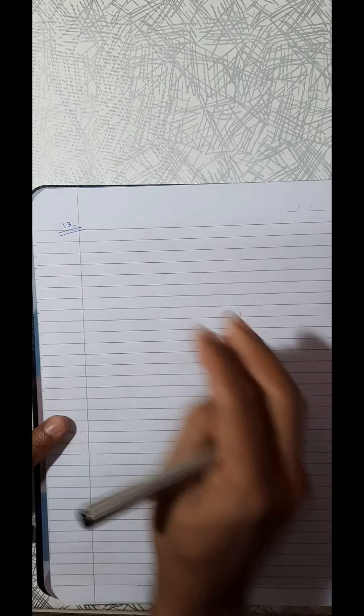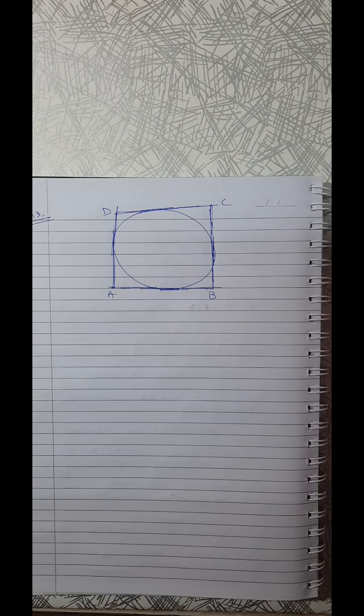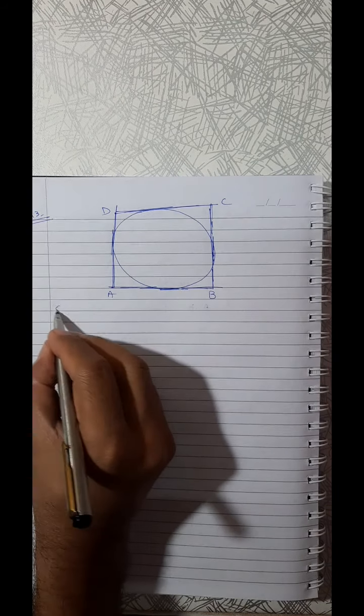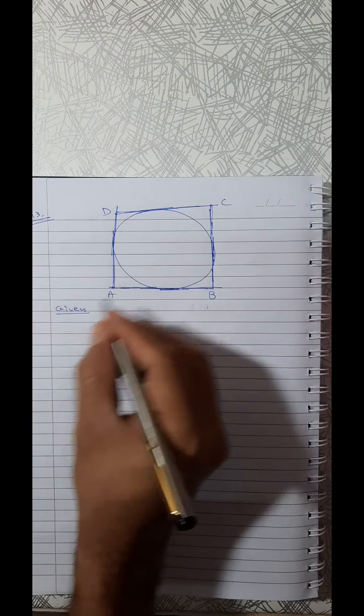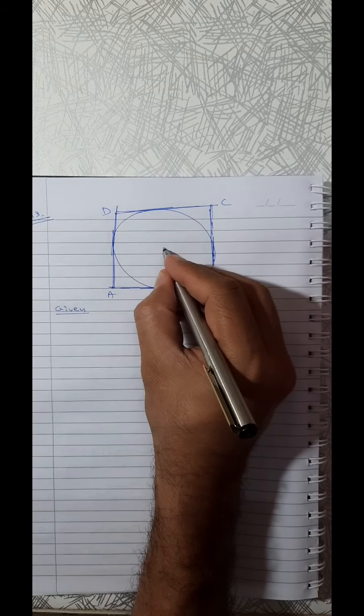Question number 13. Next question. Prove that opposite sides of a quadrilateral circumscribing a circle subtend supplementary angles at the center. So what is given? ABCD is a quadrilateral which circumscribes a circle with a center O.